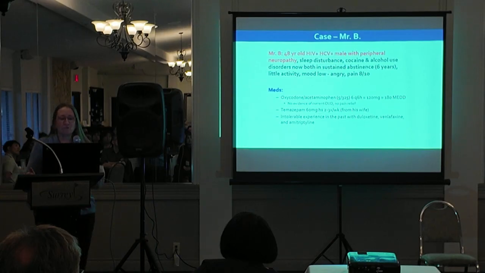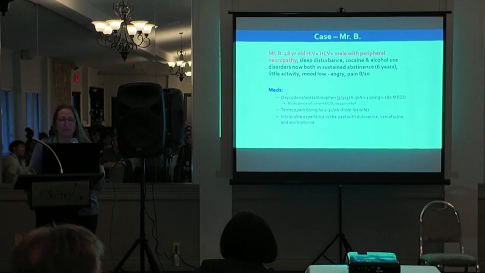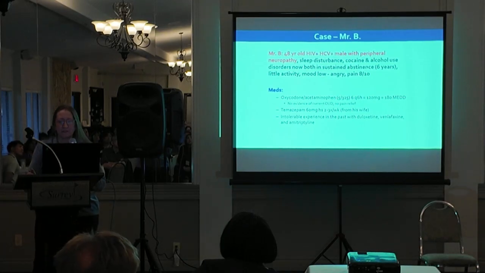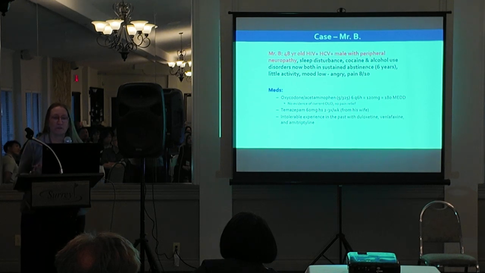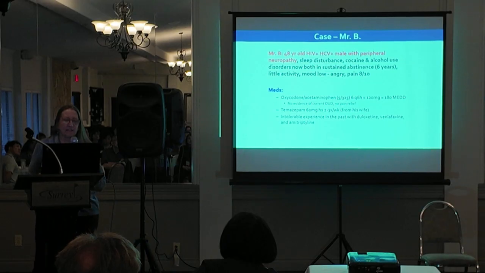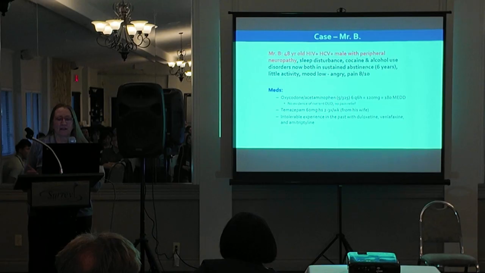So Mr. B is a 48-year-old HIV positive, Hep C positive male with peripheral neuropathy. He has sleep disturbance, cocaine and alcohol use disorder, both in sustained remission. So he's about 6 years abstinent. He does little activity, his mood is low, and he's angry. His pain he rates at 8 out of 10.